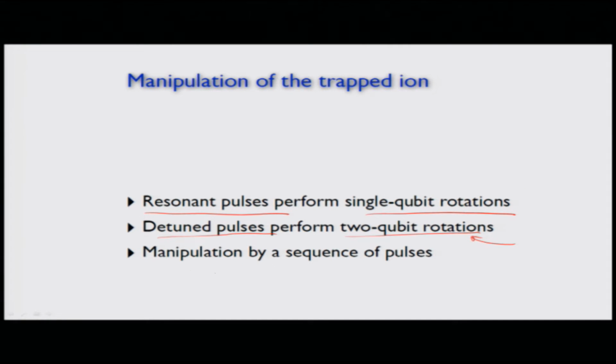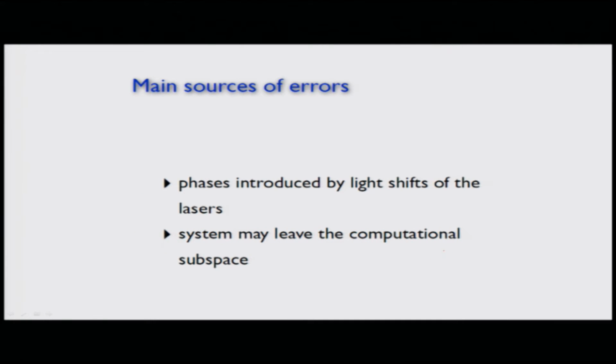This manipulation is therefore achievable by a sequence of pulses, which is what is utilized for getting these states. The main sources of error in these kinds of experiments have been that the phases introduced by light shifts of the lasers may not be appropriate, and the system may leave the computational subspace, because if the trapping fails for some reason or the other, then for a particular ion, let us say, it would leave the computational subspace. So, these are the two different cases, but in most cases these are pretty controllable. Once in a while these are the error sources that can come.